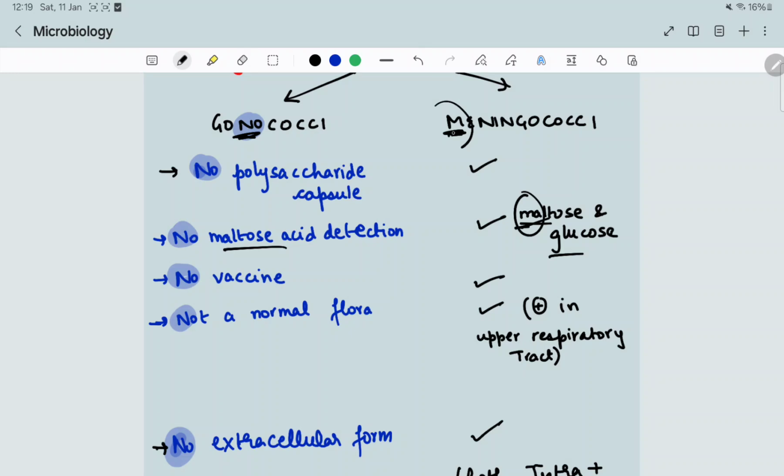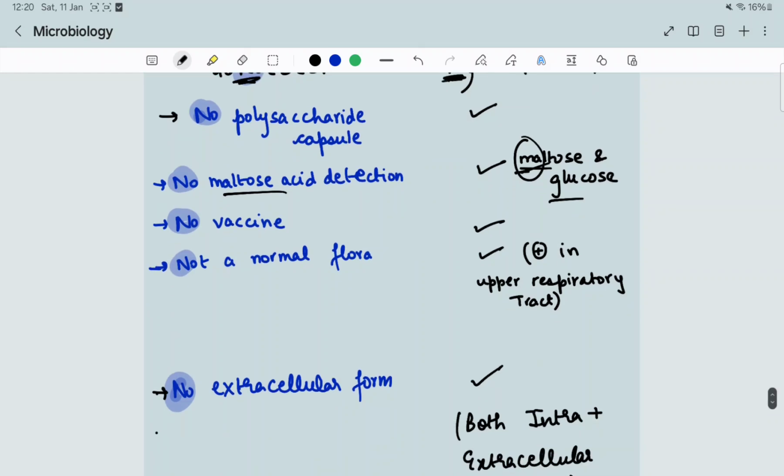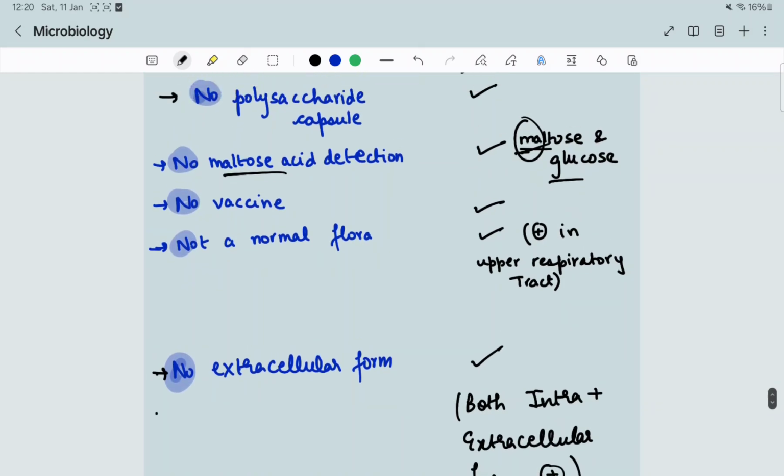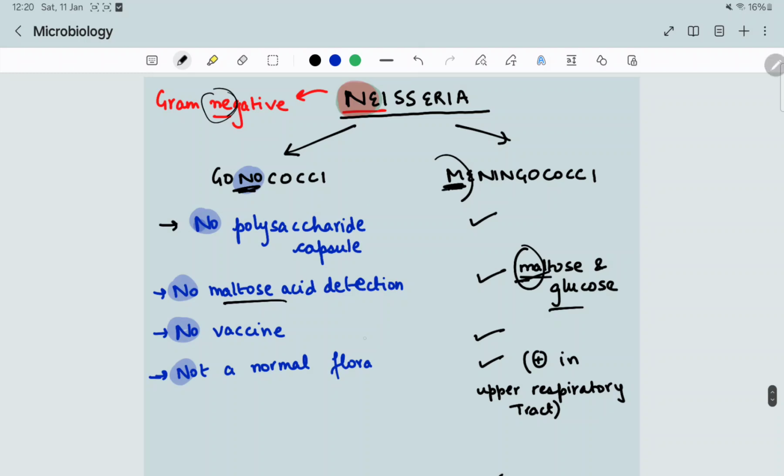We can remember meningococci as it starts with M. It ferments maltose and glucose. It has a polysaccharide capsule. Vaccine is present against it. It is present as a normal flora in the upper respiratory tract, and both intra and extracellular forms are present. People often remember the first 3. The last 2 are also important. They have been options in PYQs.